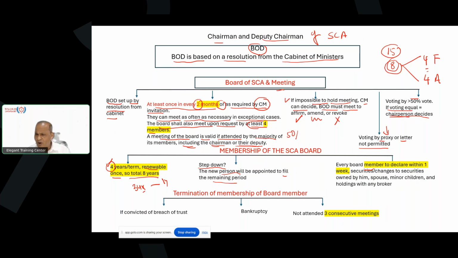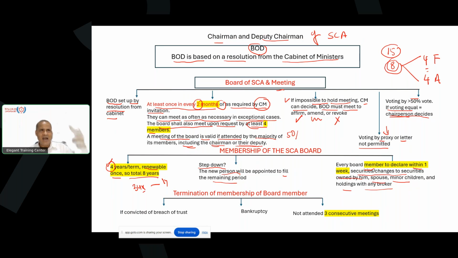Next, every board member must declare within 1 week the securities or changes to securities owned by him, his spouse, minor children, and holdings with any broker. Means what? So disclosure, right? You are being inducted to the SCA board. So from the date of your appointment, you have to give your investments. What are the investments in your name, your spouse's, and minor children's? 3 things: yourself, spouse, minor children.